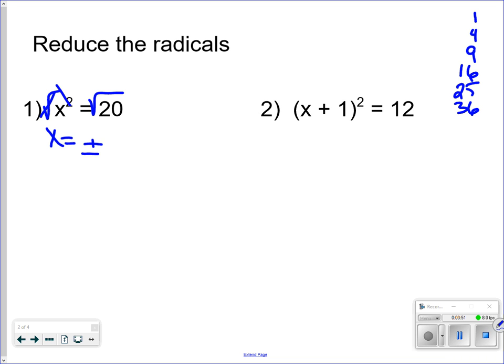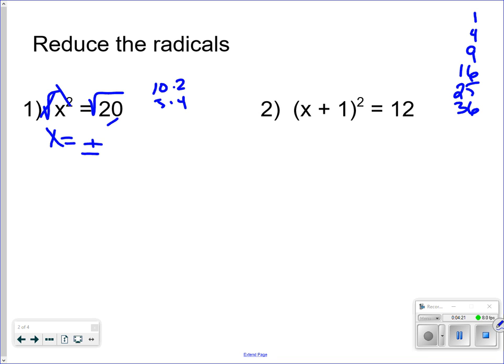That's all the farther we can go right now. 20 is not on our perfect square list, which means we need to break it apart. This is what we worked on a few days ago on our reducing radical worksheet. Think about the numbers that multiply to give you 20, and you want to pick a number that is on our perfect square list. It doesn't do you any good to pick 10 times 2 because 10 and 2 are not on that list. We need to pick 5 and 4 because 4 is on the list.